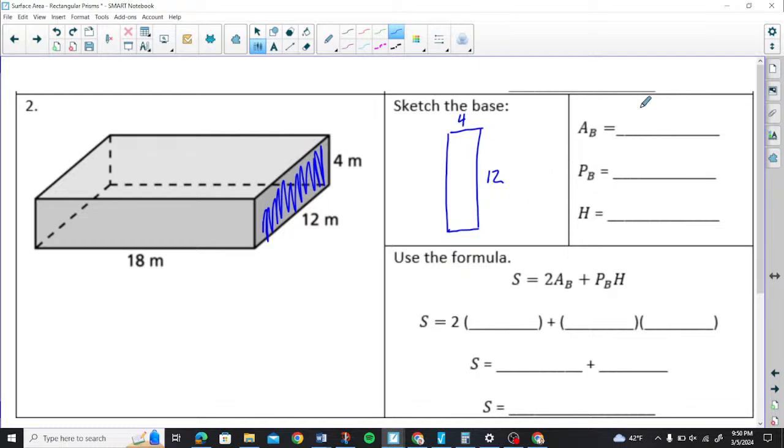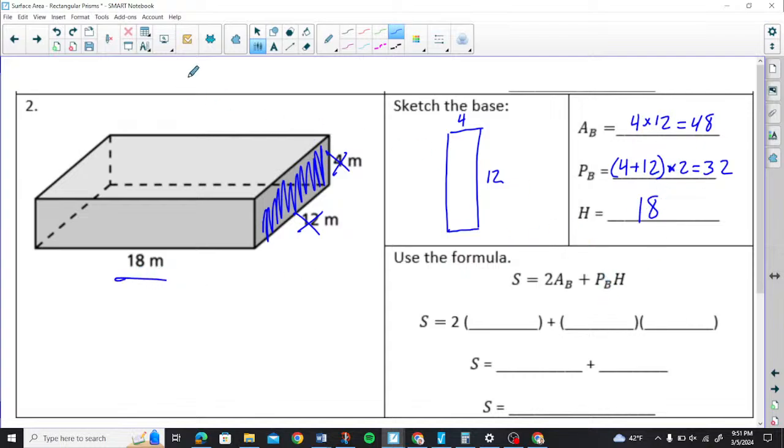So I've got 4 by 12, so that's 4 times 12, which is 48. And then we have 4 plus 12. And I know I'm going to add 4 plus 12 twice, so I'm just going to go times 2, which means 4 plus 12 is 16, times 2 is 32. And then the height, I've used the 4, I've used the 12, so the height is 18.